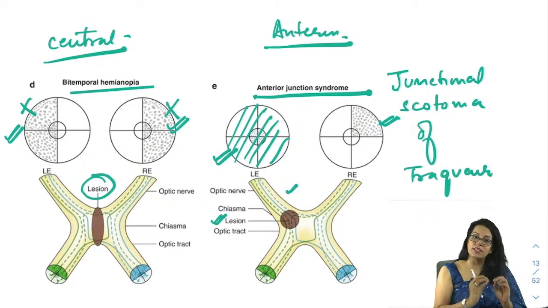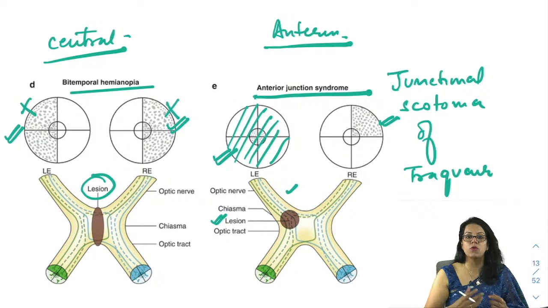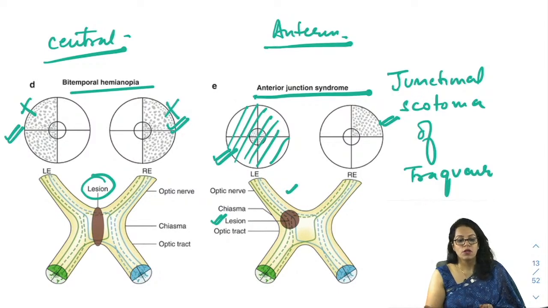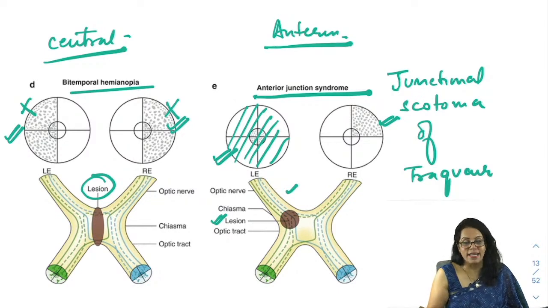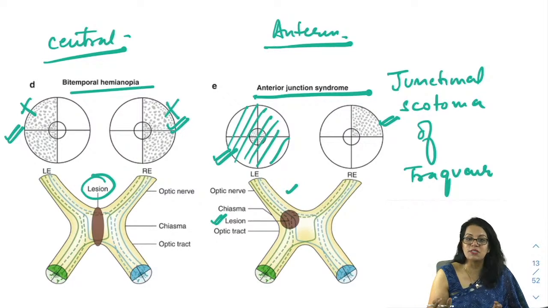This can also happen. So if it's a partial lesion, it can only lead to centrocecal scotoma, but sometimes the whole optic nerve is involved, so it will lead to everything being gone, that is ipsilateral blindness. So either of these findings is included in anterior junction syndrome.